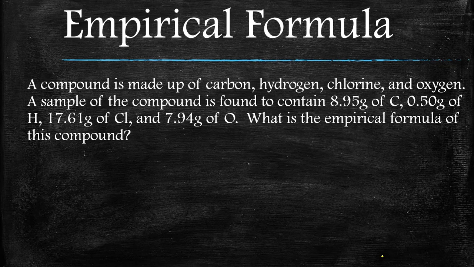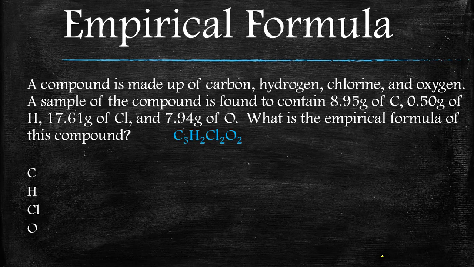So here's the problem. You've got a compound made up of carbon, hydrogen, chlorine, and oxygen. The sample contains 8.95 grams of carbon, half a gram of hydrogen, 17.61 grams of chlorine, and 7.94 grams of oxygen. What's the empirical formula? Go. And the answer is C3H2Cl2O2. How did we get this?